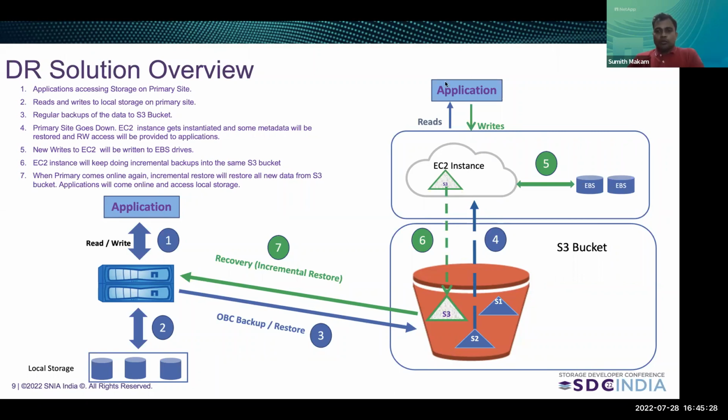Now, whenever the applications read data, the data will be read from the local EBS drives, or from the bucket if it is not yet restored. But any new writes that the application does will be written locally. As the application keeps writing new data, it will all be written to the local EBS drives. As new data is being written, it also makes sense to back up that data regularly to the object store.